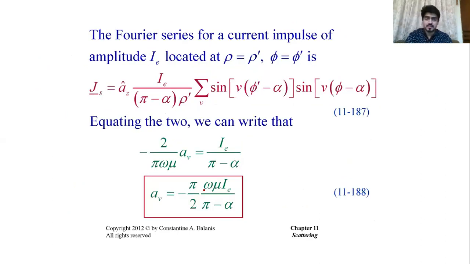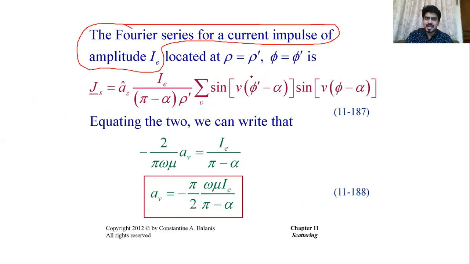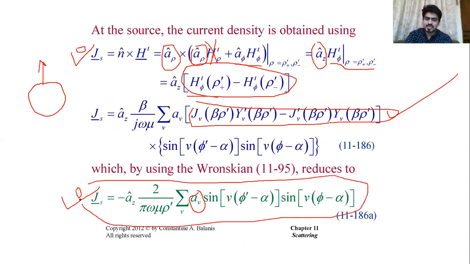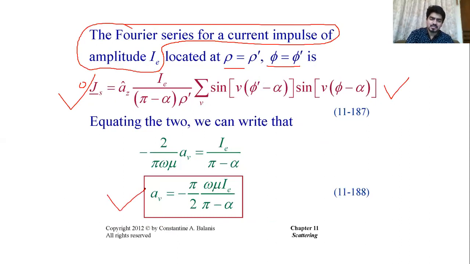Now there is another procedure which we can follow: using Fourier series for the current impulse of amplitude I_e, which is located at rho equals rho prime and phi equals phi prime, we can find the corresponding surface current density, and that will be given by this expression, right? This should be equal to this one, and when we equate these two, we get the unknown value A_v from this expression. So A_v will be dependent on the current value, the current carrying line source I_e.